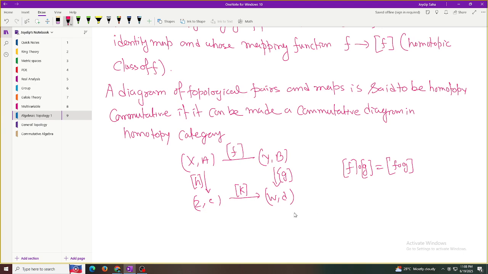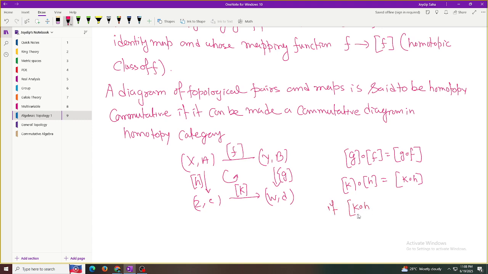And H, K class, sorry, I wrote this the wrong way around. G class, F class equals G compose F class, and you know that K class compose H class equals K compose H class. Okay, now this diagram is said to be commutative if that means K compose H is homotopic to G compose F.